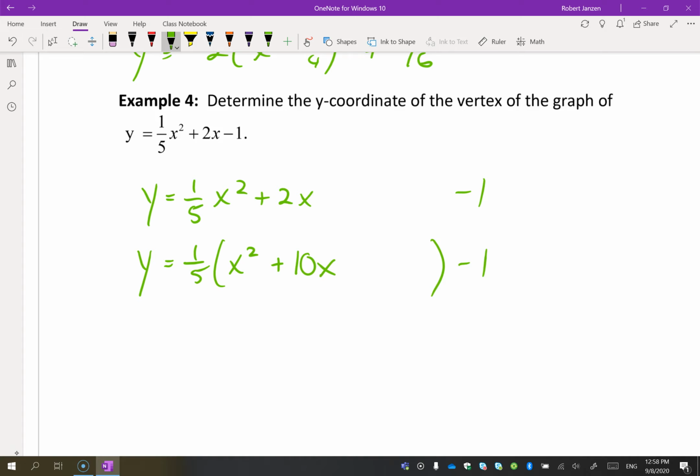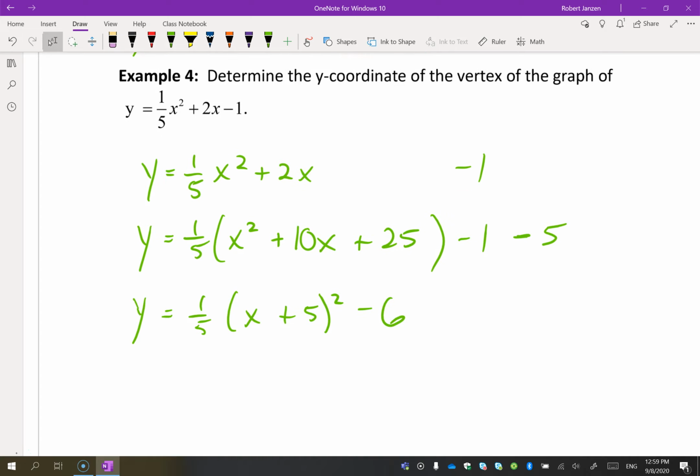So how did I get 10? Well, what is 2 divided by 1/5? This is 2 times 5 over 1, which is 10 over 1. Well, let's make this a perfect square. 10 divided by 2 is 5, squared is 25. And then what am I going to have to subtract here? 1/5 of 25 is 5. So y is 1/5 times x plus 5 squared minus 6.